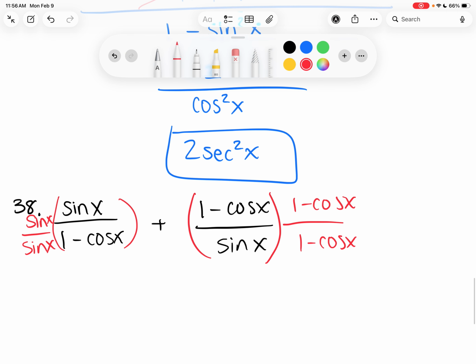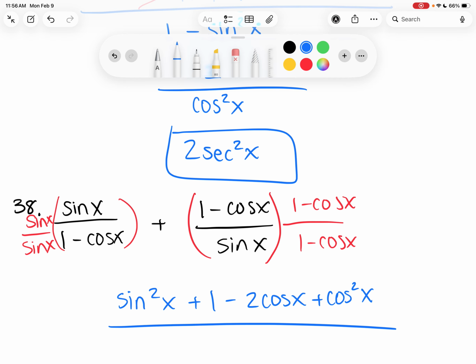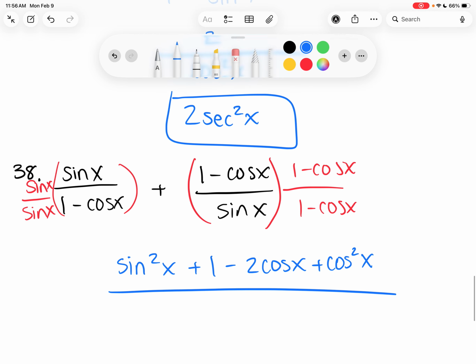All right, so on top I have sine squared of x. Oops, let me change colors back. And then over here, this is actually a perfect squared trinomial. It's not a difference of squares. So that's 1 minus 2 times the cosine of x plus cosine squared of x all over the bottom. It kind of can go either way. Sometimes I leave it and I don't multiply it through. Sometimes I do go ahead and multiply it through.